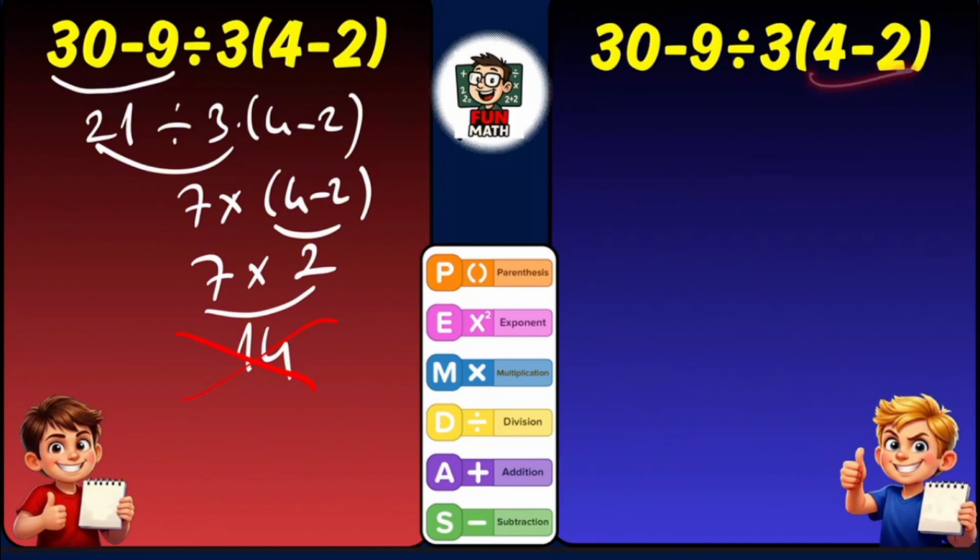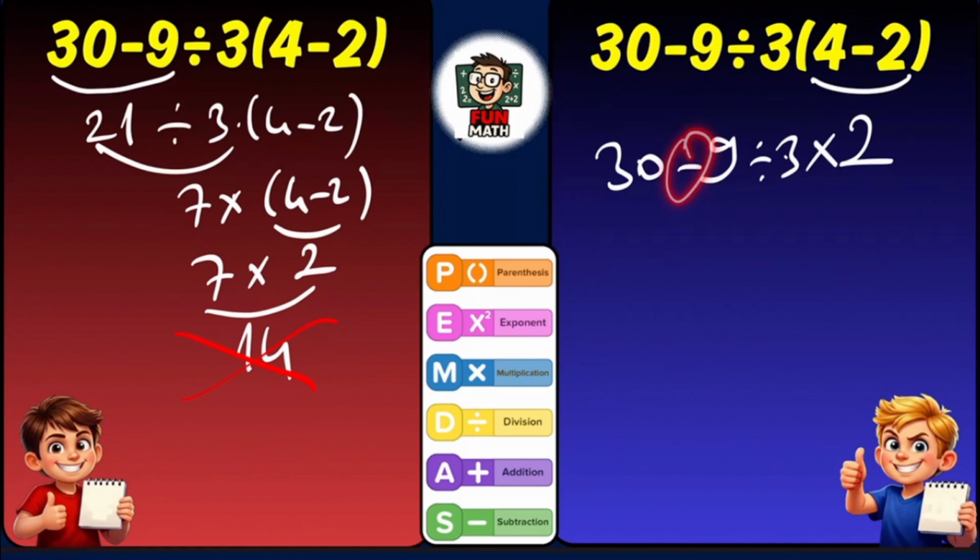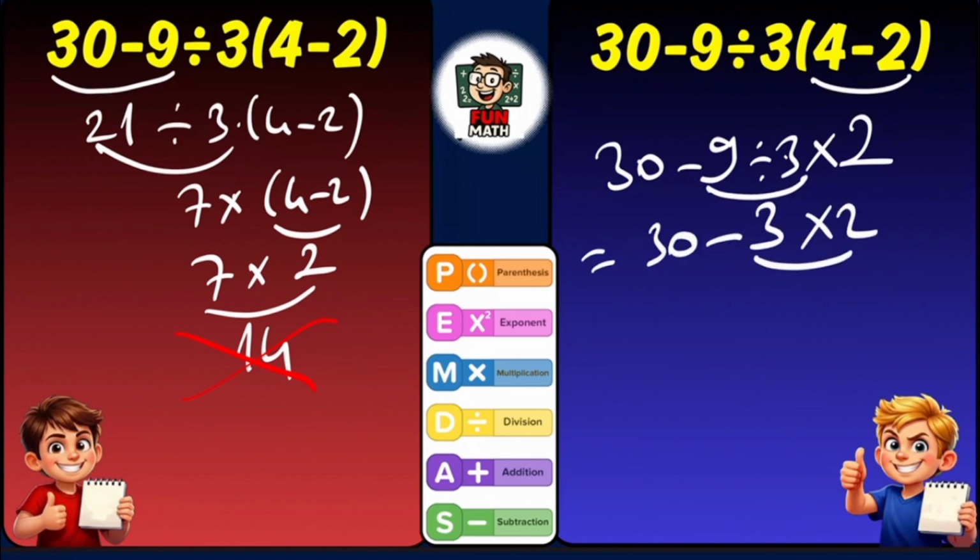First, parentheses. 4 minus 2 equals 2. Now there are subtraction, division, and multiplication. First, division and multiplication. From left to right, first division. 9 divided by 3 is 3. Multiplication, 3 times 2 equals 6. Finally, subtraction, 30 minus 6 equals 24.